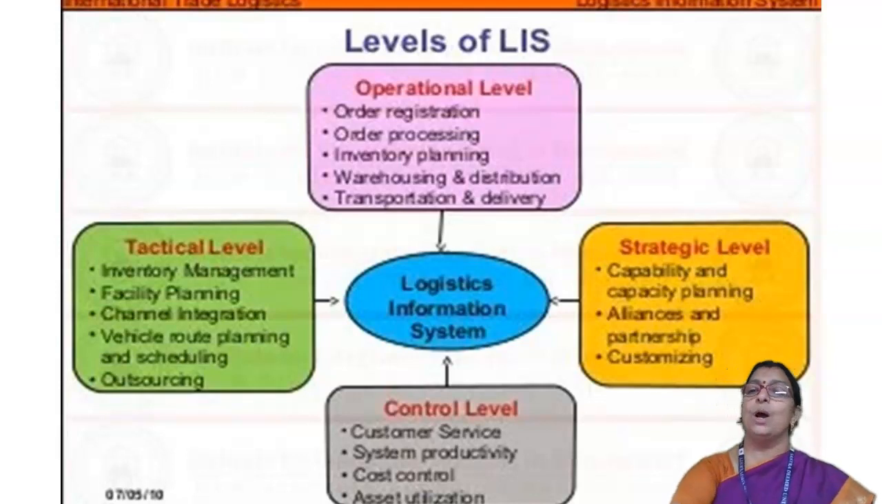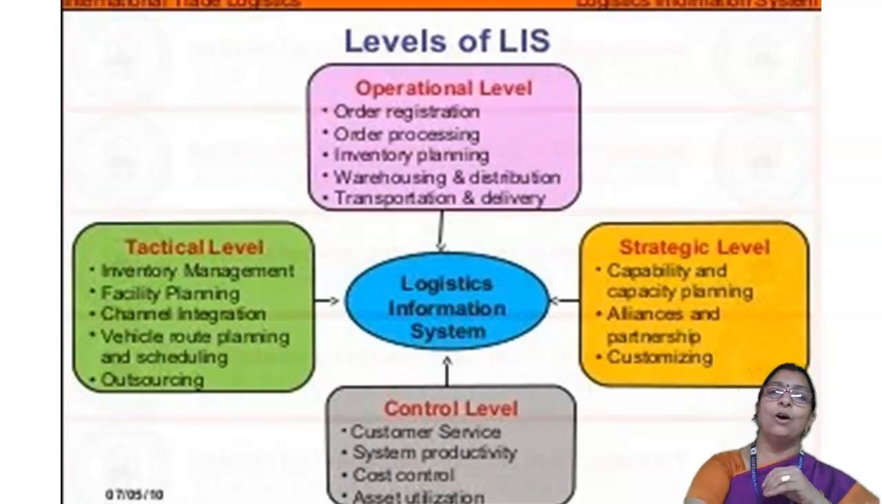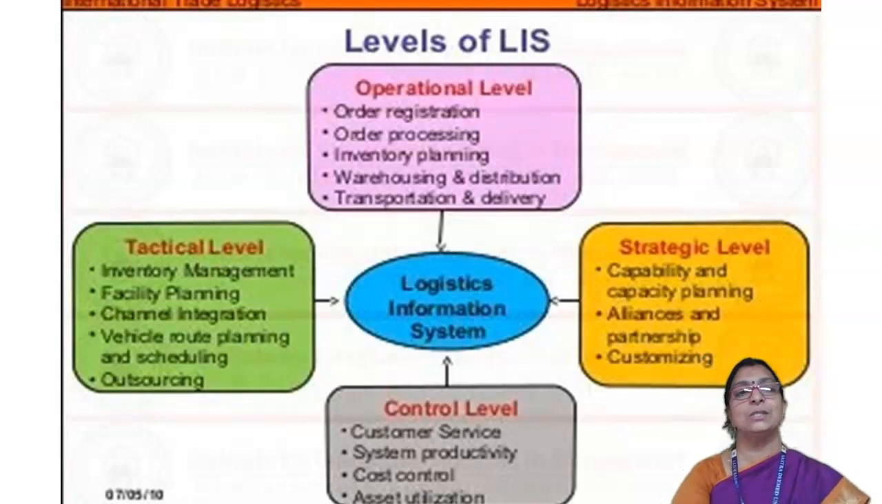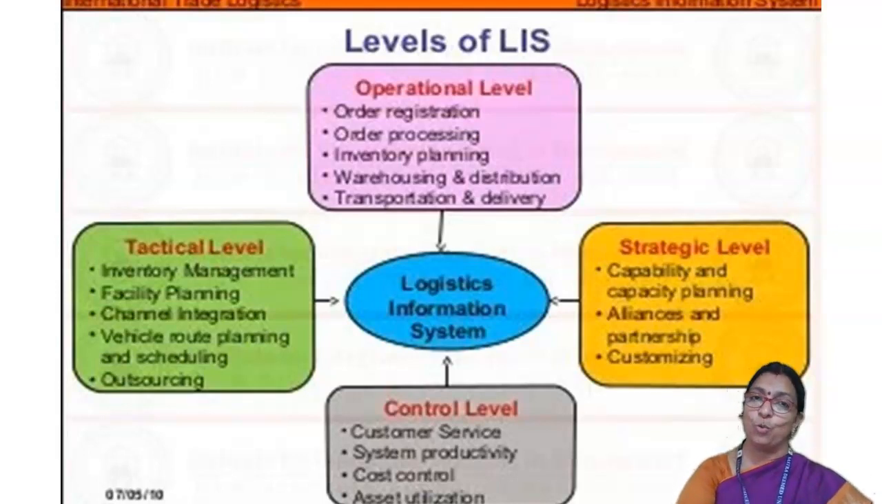These are all some of the examples with which the information system evaluates the productivity of the system. So under our control system, we focus on asset management, customer service, cost control, and system productivity. The strategic level decisions are the fourth level, which we are going to discuss. It requires information support in order to develop a logistics strategy for gaining, again, a competitive edge over competitors.